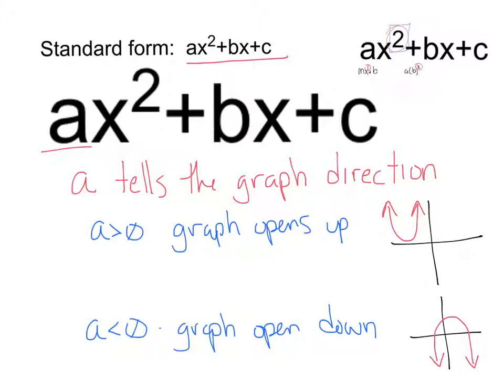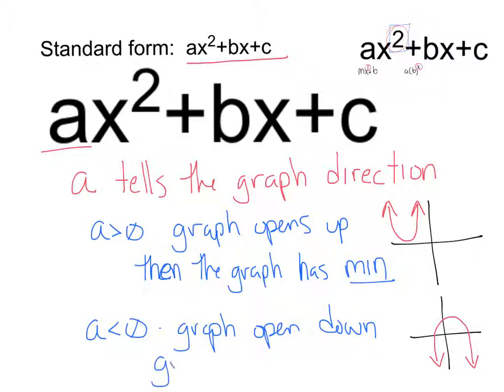What's really neat is that a also tells you a few other things. Specifically, it tells you whether the graph has a minimum or a maximum. So if a is greater than 0, then the graph opens up, and the graph has a minimum, or a min. For a less than 0, the graph opens down, and the graph has a max.